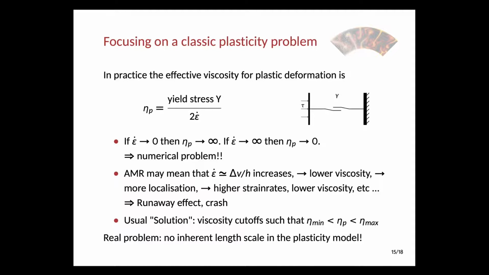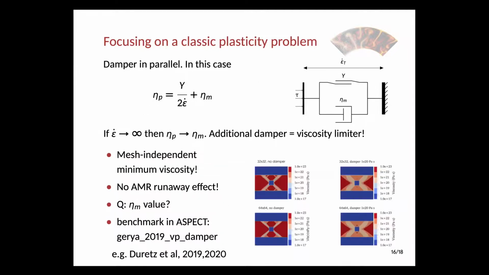And the usual, quote unquote, solution is to implement viscosity cutoffs. And these are numerical and physical parameters. Obviously we have an idea of acceptable values of viscosities in lithospheric domains or mantle convection problems, so we have a minimum and a maximum viscosity that the user may choose. But the real, underlying problem is that there is no inherent length scale in the plasticity model.